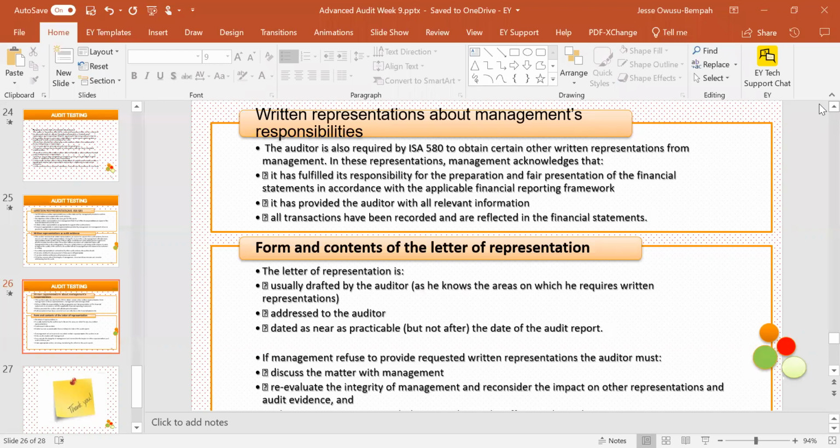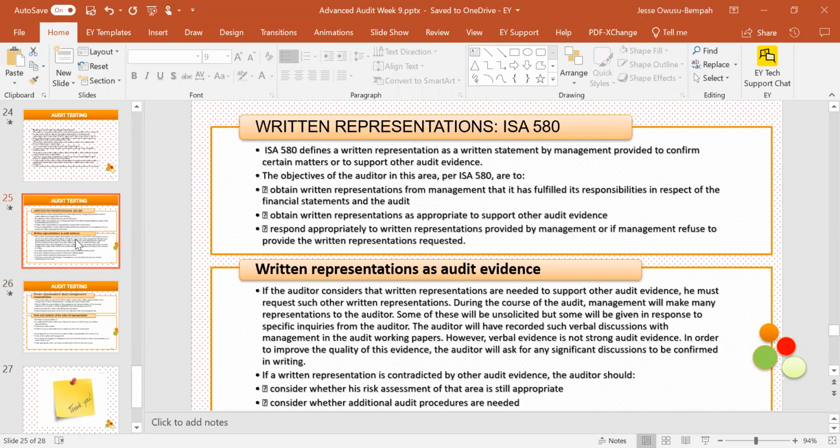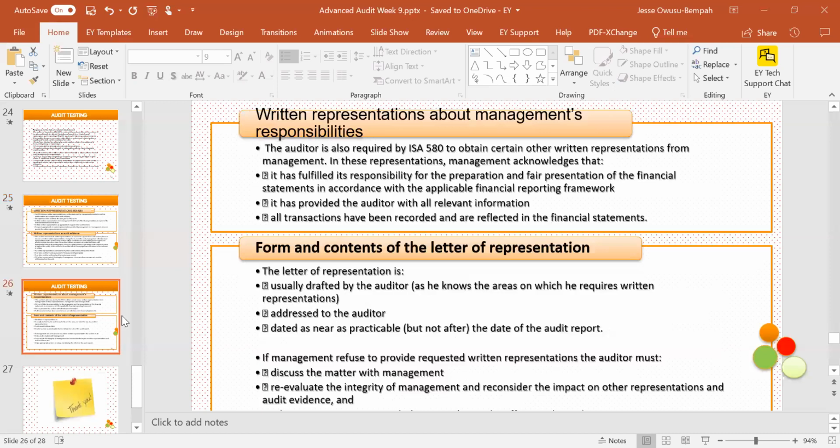So who do you think drafts the representation? Okay, so it's the auditor that drafts the representation because he's the one who knows on which areas he requires written representations.